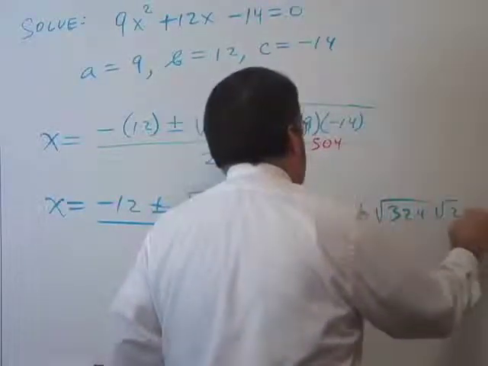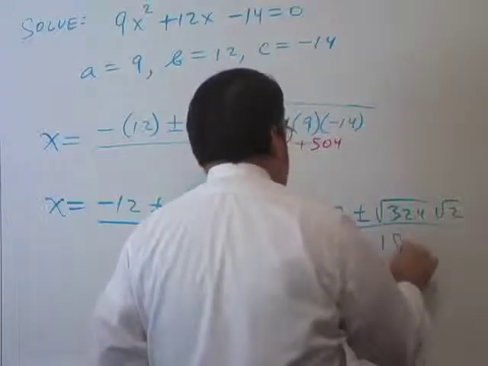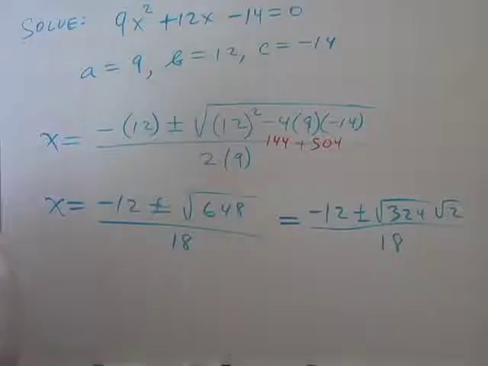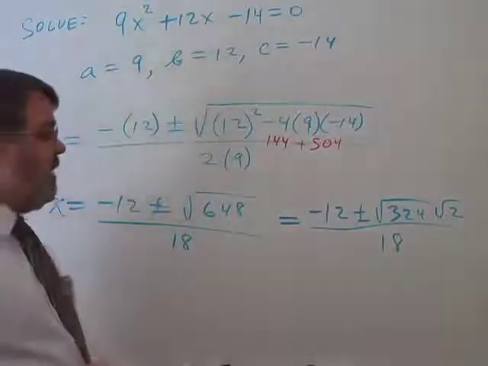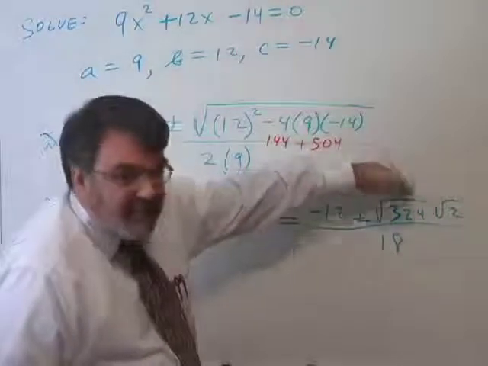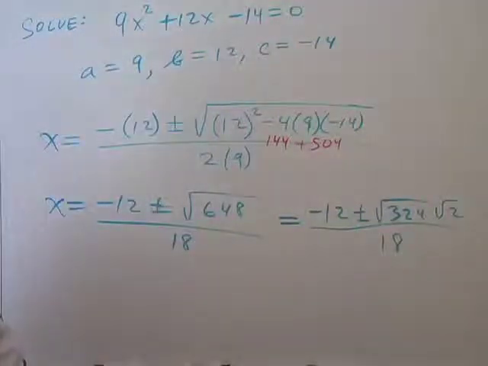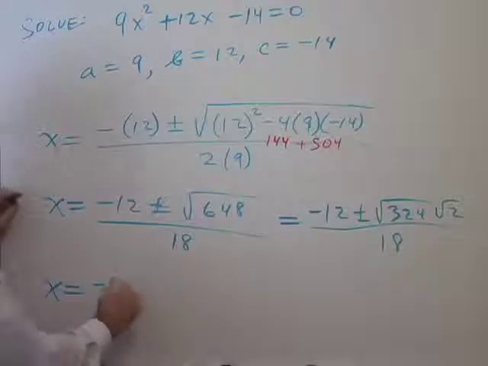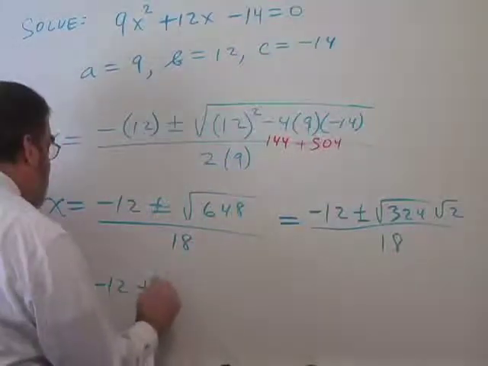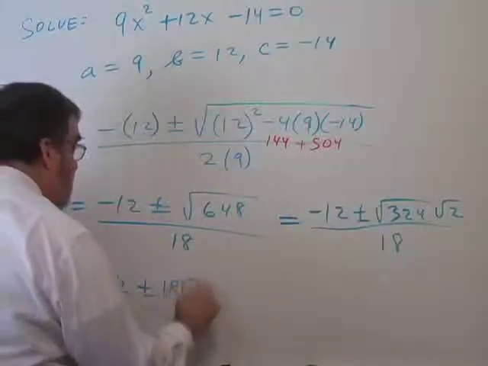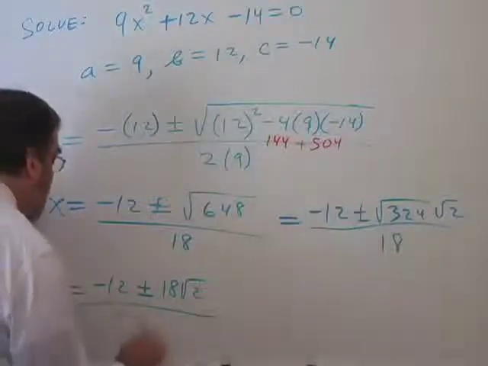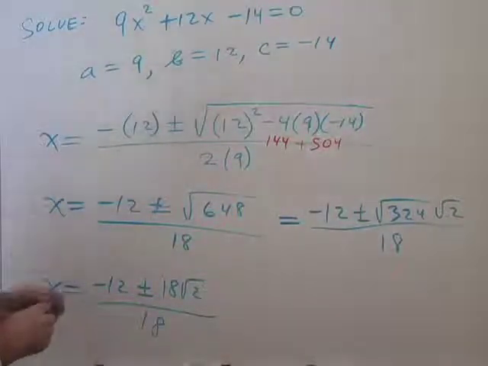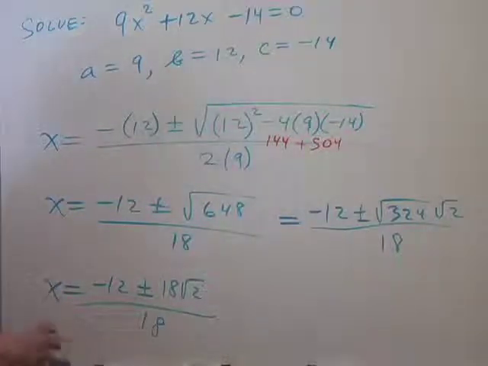324 times 2. And the nice thing about 324 is that it's a perfect square, it's 18 squared. And so this ends up being 18, exactly. And so we end up with x equals negative 12 plus or minus 18 times the square root of 2, over 18. Now, let me show you some pitfalls along the way here.